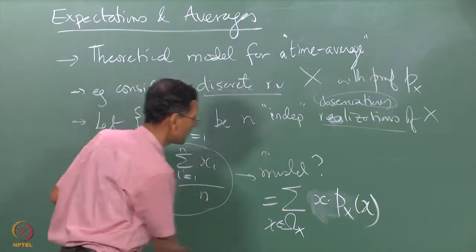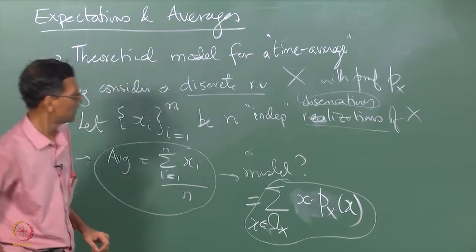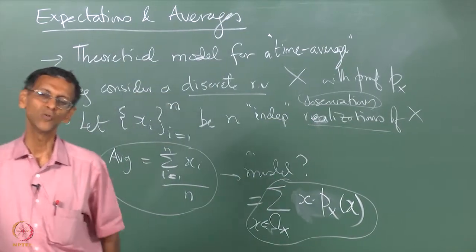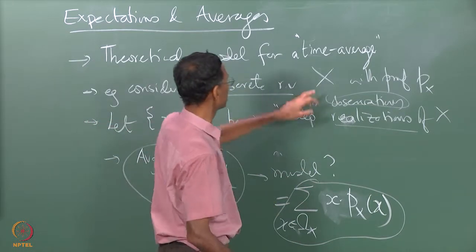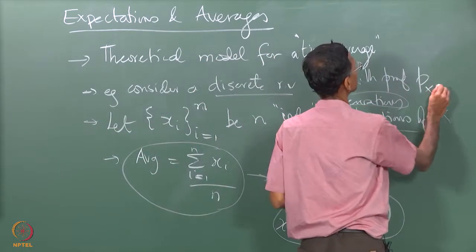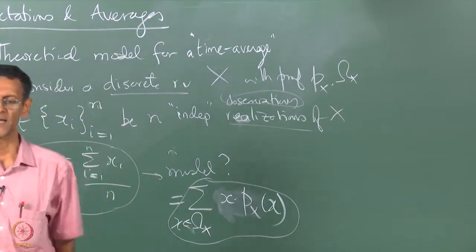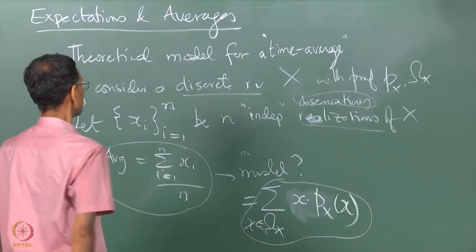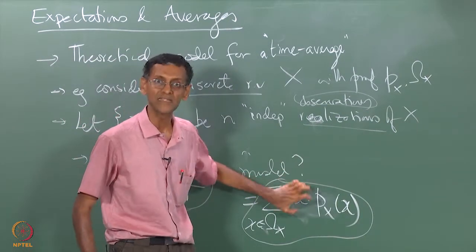For a discrete random variable, I want you to look at this theoretical sum over all possible values x that capital X can take, x an element of omega_X, with PMF P_X. Omega_X is the set of values that capital X takes. So the model for this average is, I am claiming, exactly this.